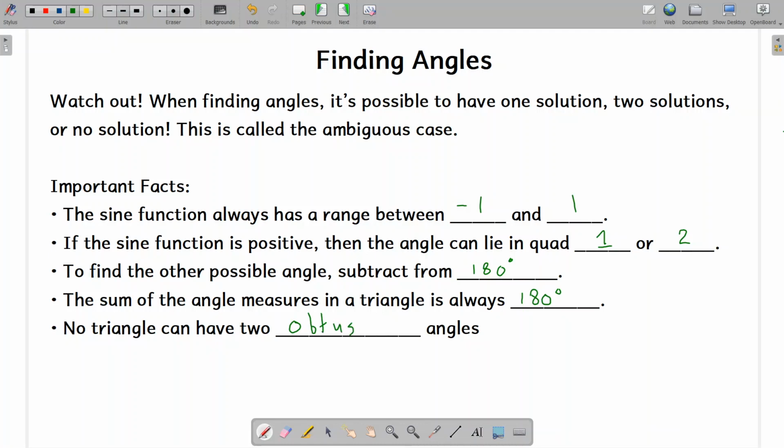Now, the reason for that is because by definition, an obtuse angle is an angle that is greater than 90 degrees. Well, if we have two angles that are greater than 90 degrees, that's already going to exceed the 180 degree limit, and that doesn't even take into consideration a third angle. So all of these things together are going to help us make some conclusions about how many solutions we have. So let's look at an example.